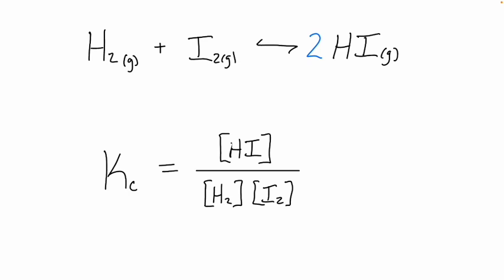And then the last thing I've got to do to finish this off is remember that my coefficient needs to become an exponent in my equilibrium expression. All right, so I'm going to raise that product, HI, to the power of 2. Okay?